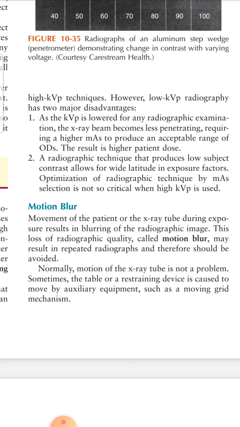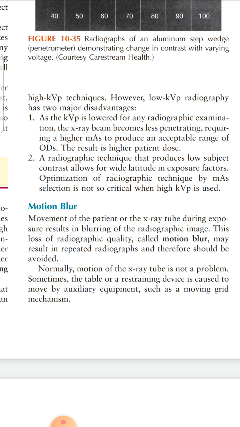The causes of motion blur, as the name suggests, can be due to the motion of the patient, or it can be due to the motion of the X-ray tube. So ultimately, the motion of either of these will degrade your image. The movement of the patient or the X-ray tube during the exposure results in the blurring of the radiographic image.